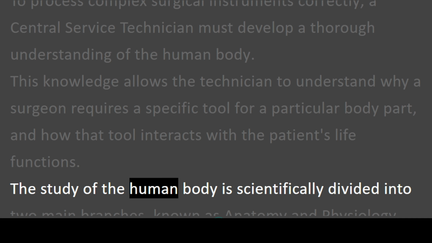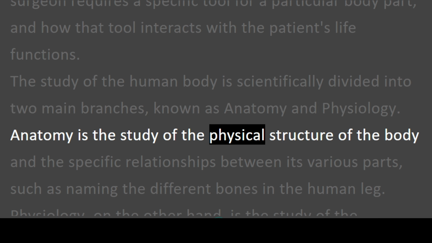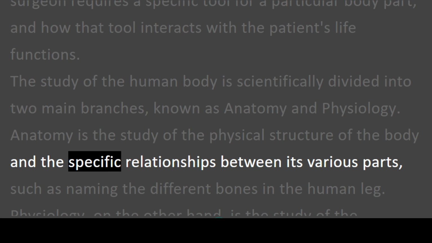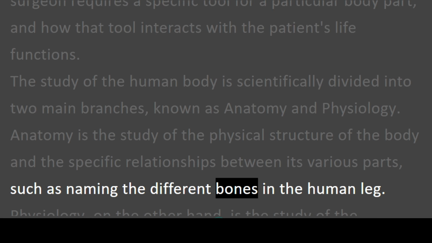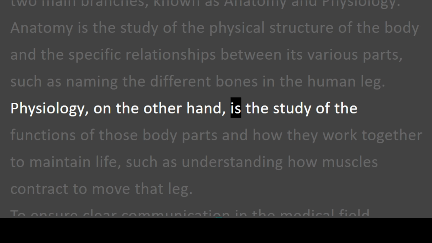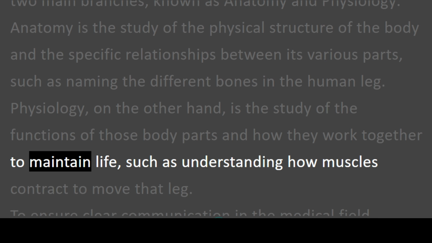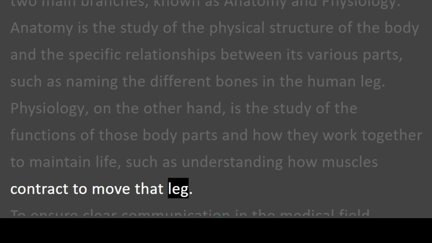The study of the human body is scientifically divided into two main branches, known as anatomy and physiology. Anatomy is the study of the physical structure of the body and the specific relationships between its various parts, such as naming the different bones in the human leg. Physiology, on the other hand, is the study of the functions of those body parts and how they work together to maintain life, such as understanding how muscles contract to move that leg.